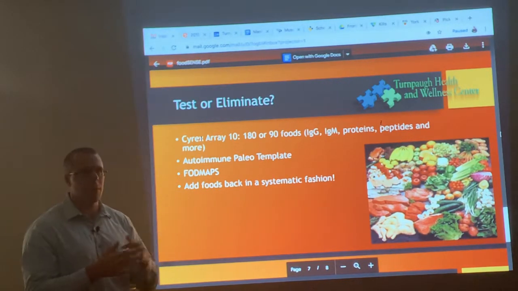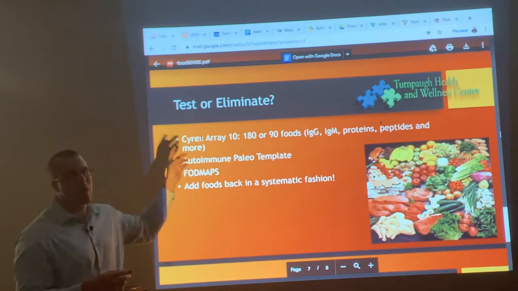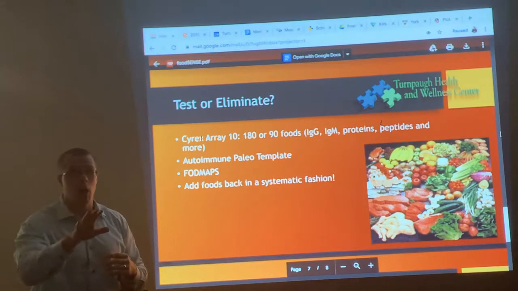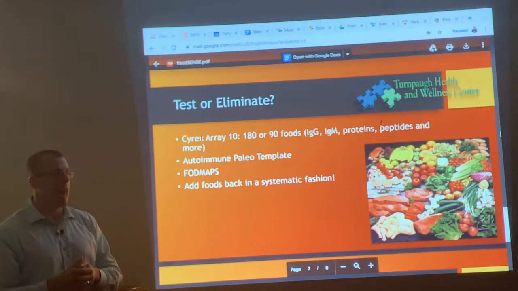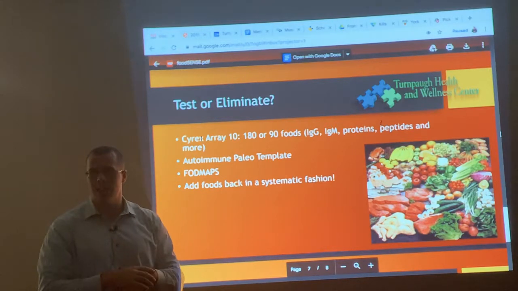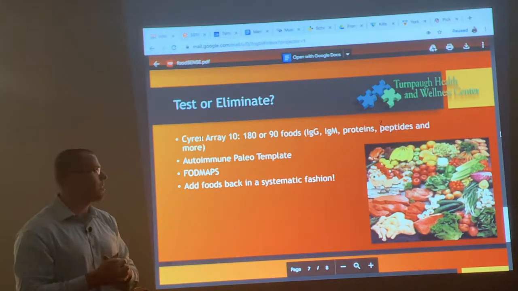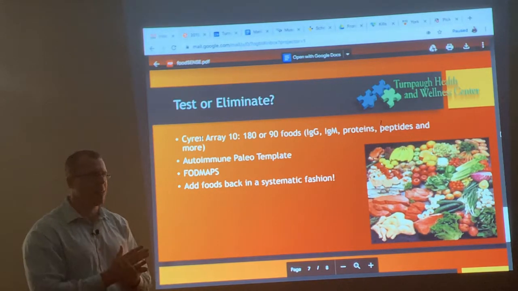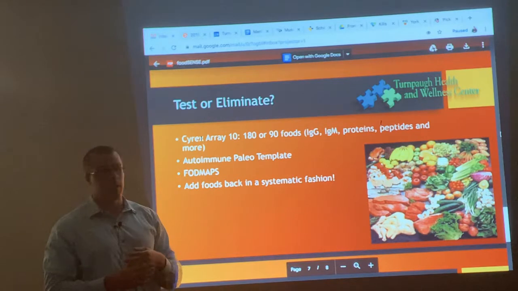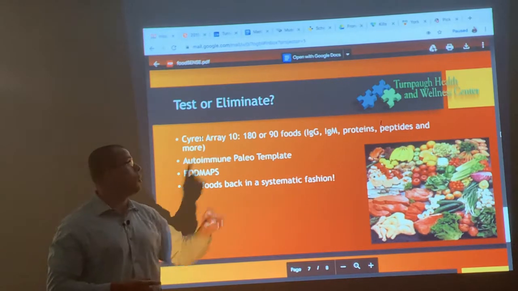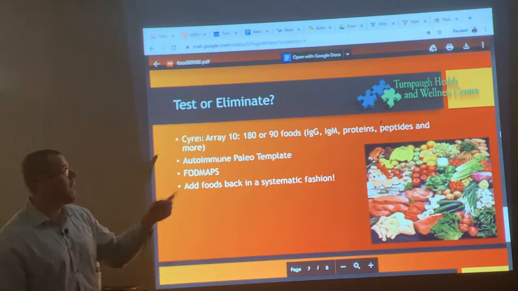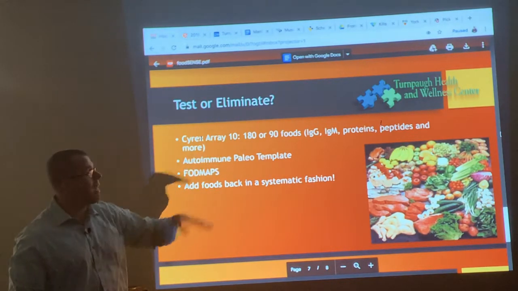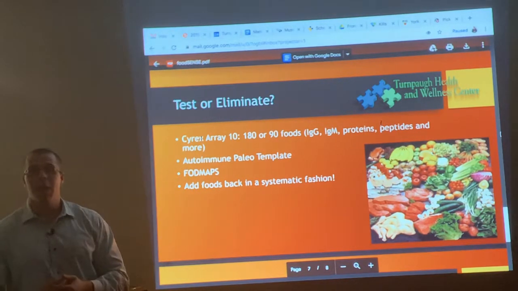Typically what we can do is a Cyrex Array 10. That's kind of the gold standard in food intolerance and sensitivity. If you think you have an allergen, I would recommend doing a skin test and seeing if you have a reaction to that. But if you're like, well, I just want to get some blood work and some testing done, Cyrex Array 10. You can do a 180 food or a 90 food test. This will test your IgMs, your IgGs. It tests amino acids. It tests peptides. It tests lectins.